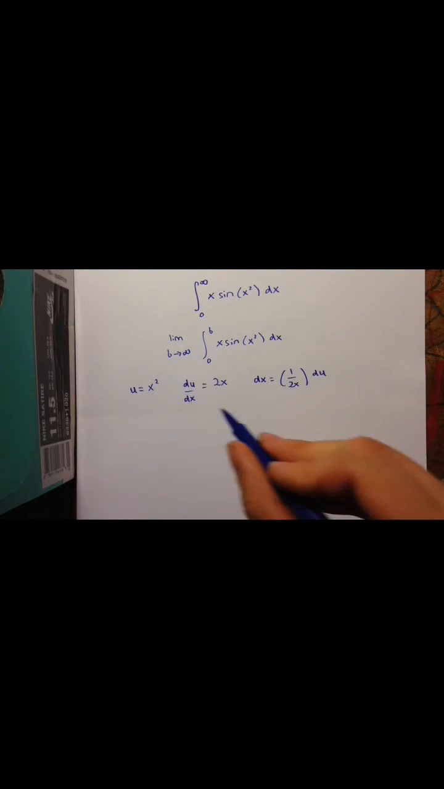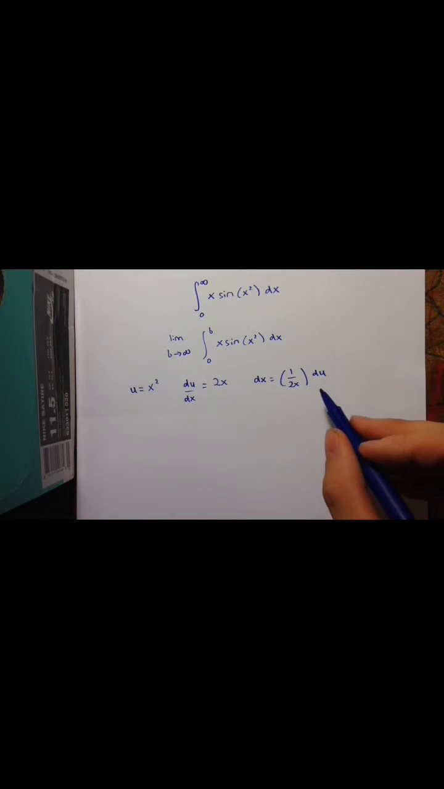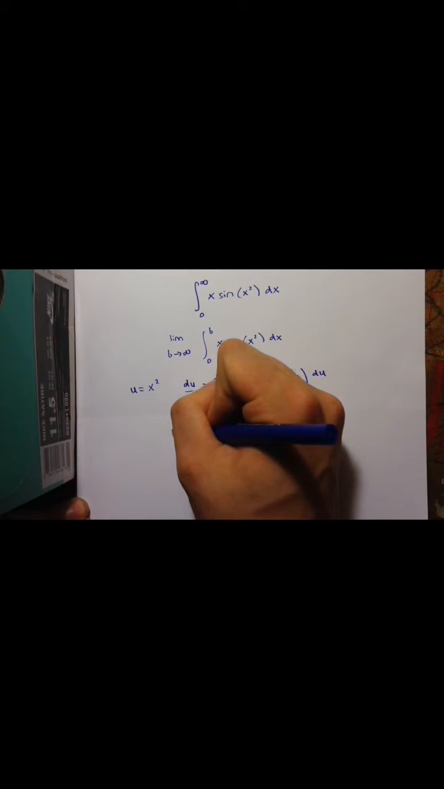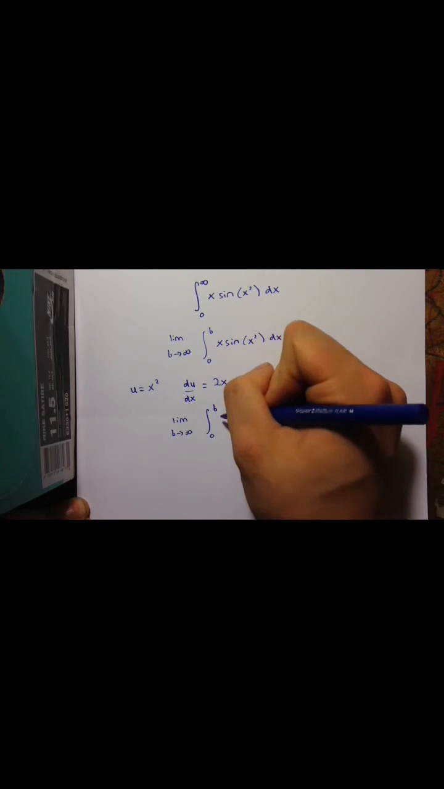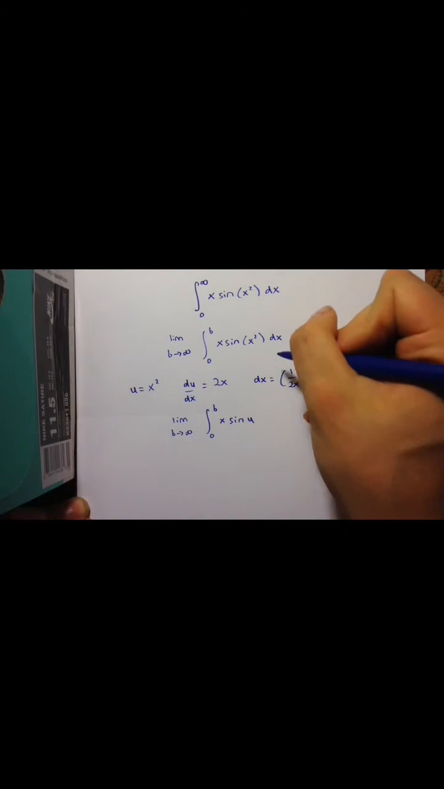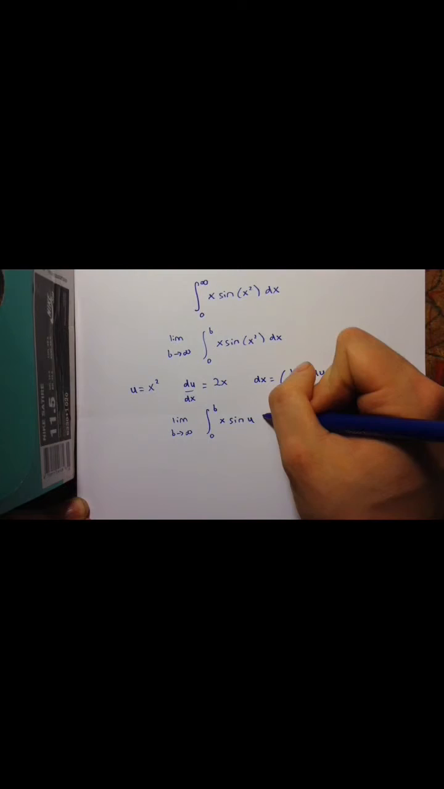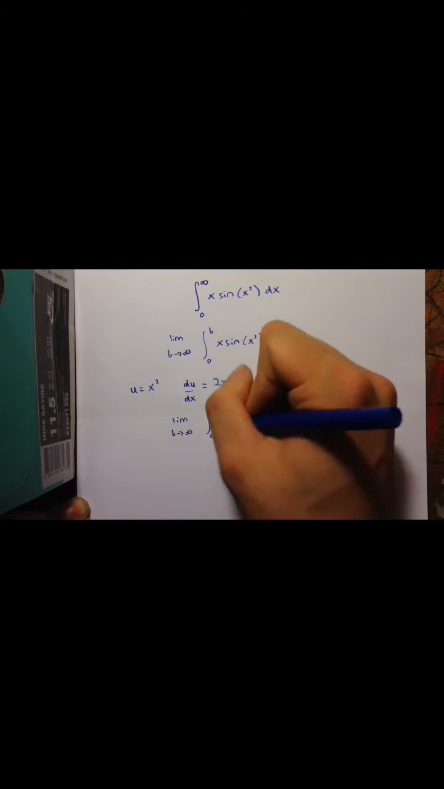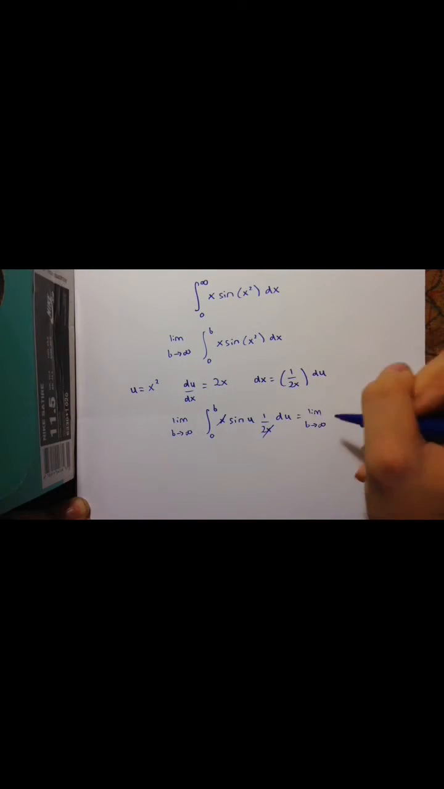So we get dx is equal to 1 over 2x times du. And now we can plug in our u wherever we see x squared in our integral, and then substitute this dx for what we just solved for. So we get the limit as b approaches infinity of the integral from 0 to b of x sine of u, because we're replacing x squared with u. And then let's replace our dx with our formula for dx, so 1 over 2x du. And what do we see here? Well, these two x's cancel out very nicely, and we're left with the limit as b approaches infinity of the integral from 0 to b of 1/2 sine u du. And this just becomes a very straightforward integral.